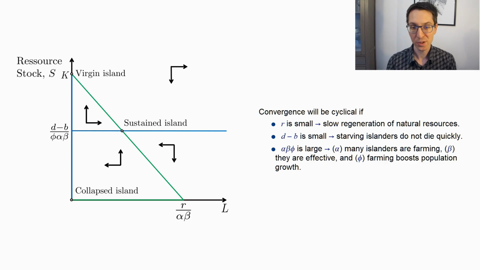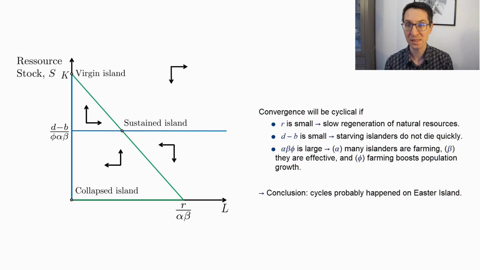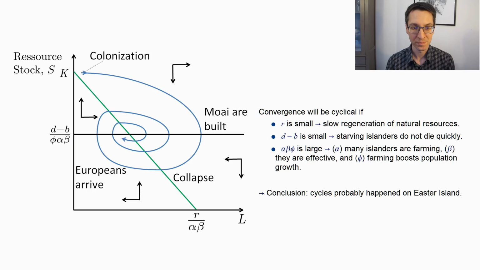So is that what happened on the island? Well, probably cycles did happen on Easter Island, specifically since nature did reproduce quite slowly because palm trees don't grow too fast. And this might explain why we saw these large constructions, which might have occurred because of a large population in the past with large nature to support it. So with stable, sustained island, steady state, and cycles, this is how convergence would look like. A slow spiral around the steady state.